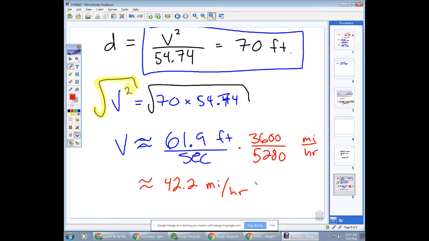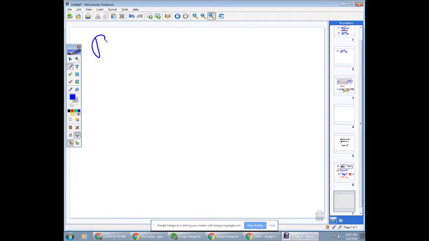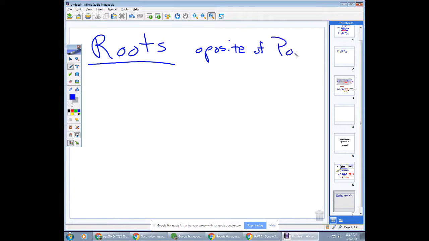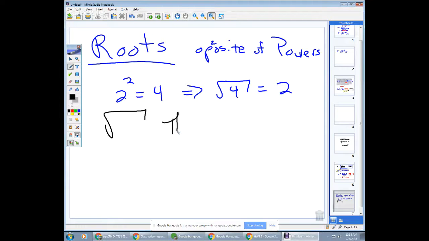Okay, so this brings us to our next unit, which is on roots. And roots are the opposite of powers. So I'm just going to give you an overview and then I'll set you to work on it. So for example, we know that 2 squared is equal to 4. And so that tells us that the square root of 4 is equal to 2. When we use this symbol right here, this is known as the principal square root.